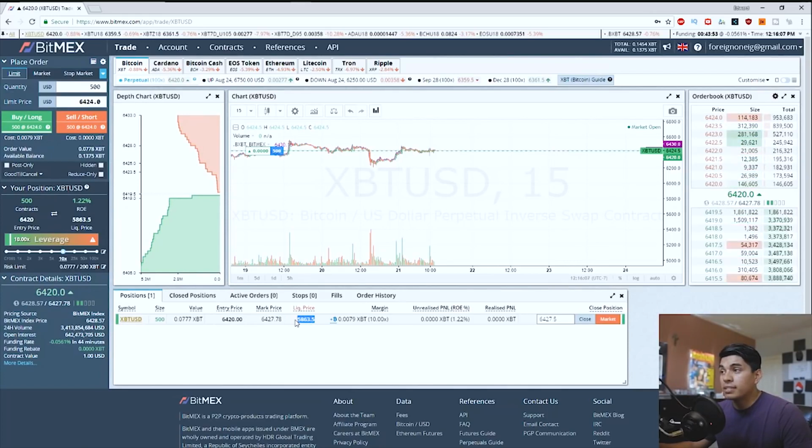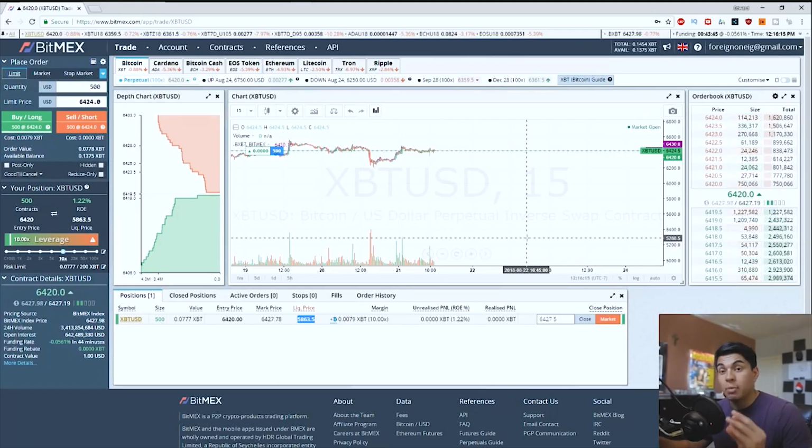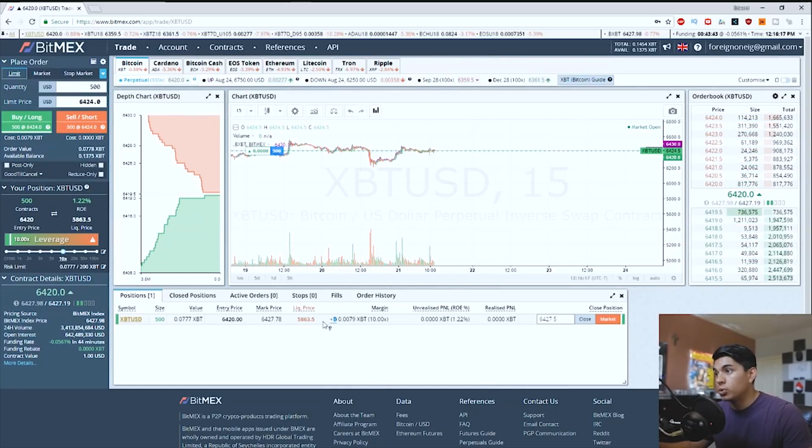My liquidation price, again, if it goes down to 5,800, that means that I will lose that money. I would lose the $50 because that's how much I'm risking. All right. Again, that's my liquidation price. And my margin is at a 10x.